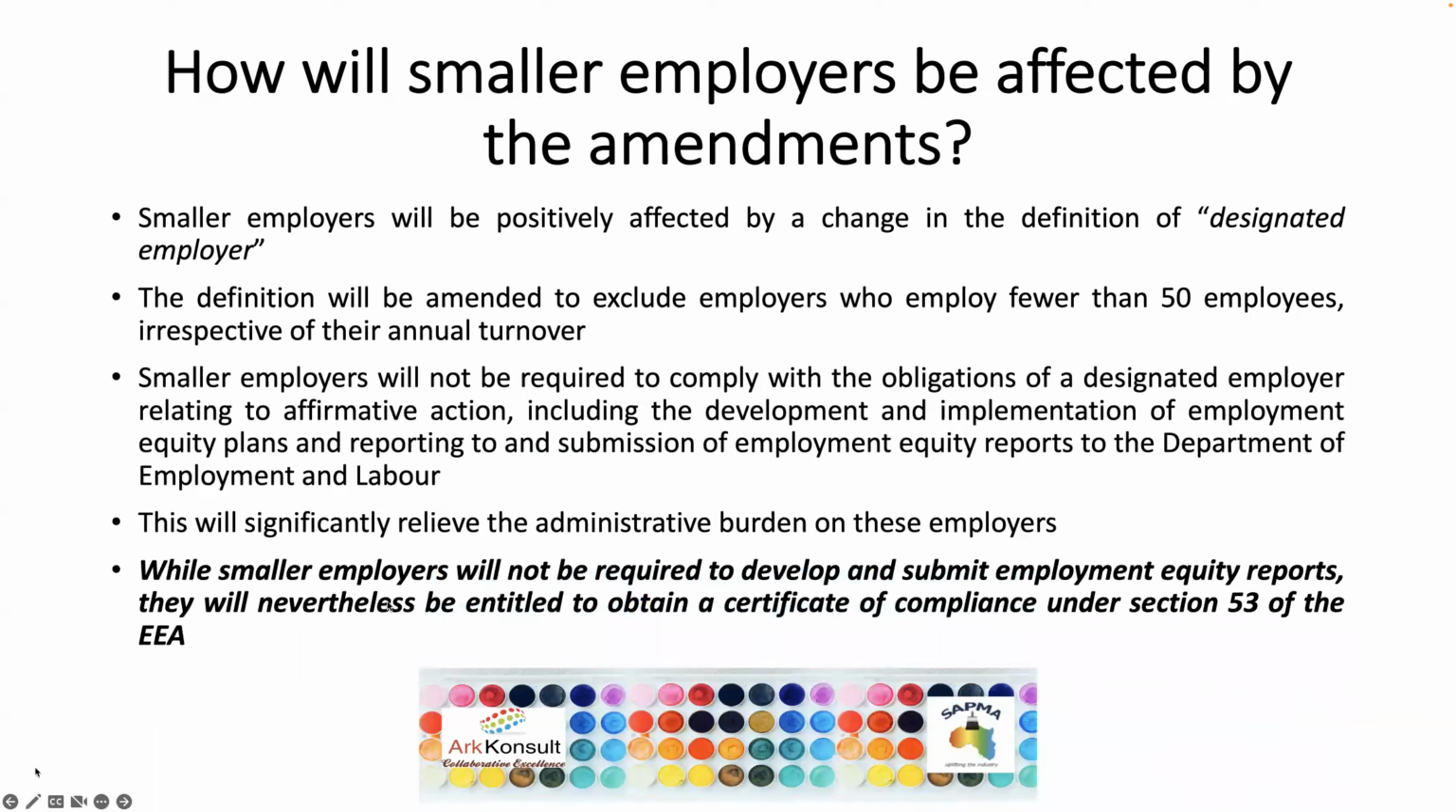While smaller employers will not be required to develop and submit employment equity reports, they will nevertheless be entitled to obtain a certificate of compliance under Section 53 of the Act. We'll talk about the certificate of compliance, but basically from the 1st of September, the Department of Employment and Labor will be offering certificates of compliance to those companies that wish to pre-qualify to play in provincial, municipal or national government work, or state-owned enterprises, or to be in the supply chain of any companies that are supplying tenders for municipal, provincial, or national government tenders.